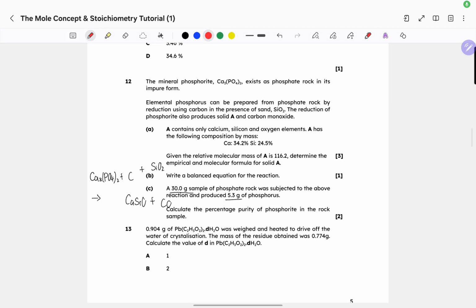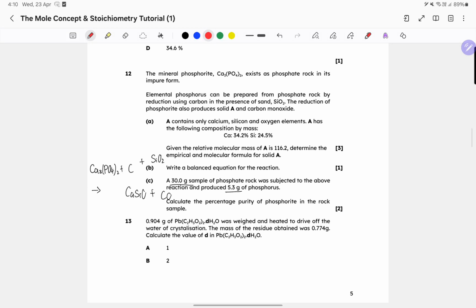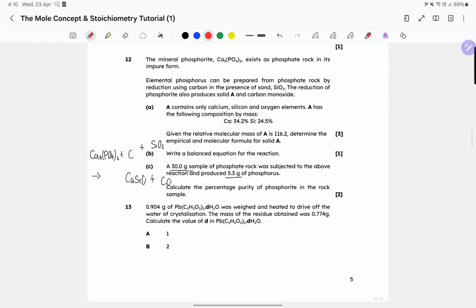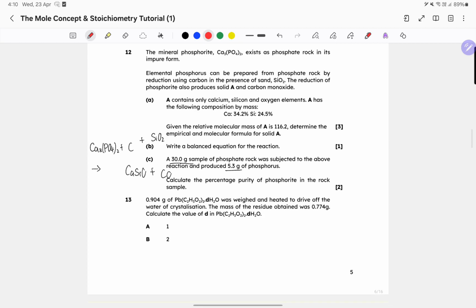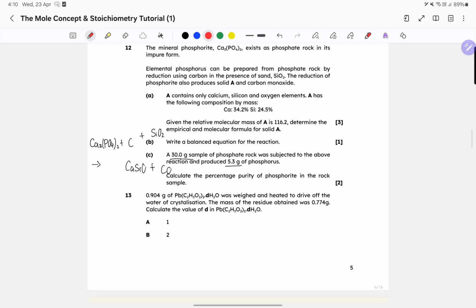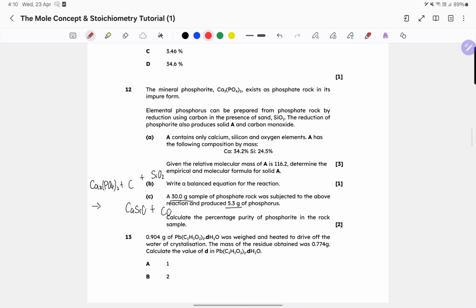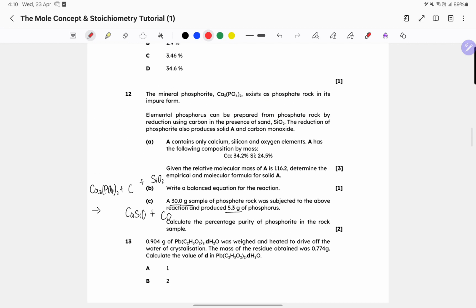So for question 12, you seem to know how to do the first part quite okay. You are missing some stuff for part A. Part B, you seem very stuck at it. And then part C, yeah, because you didn't attempt part B, you can't attempt part C. Okay, so we look at the question again.